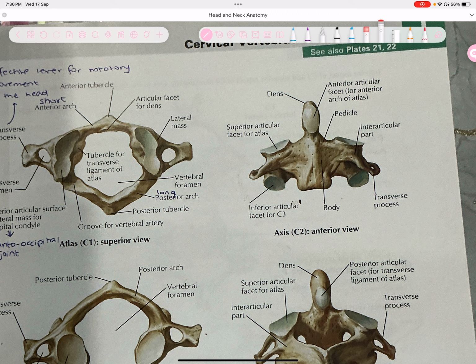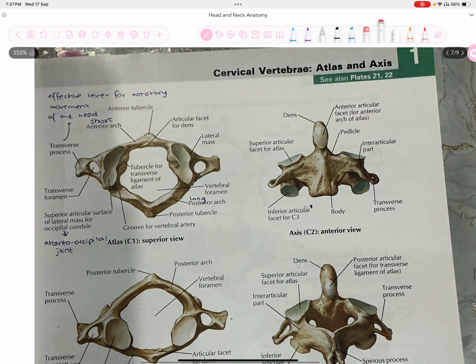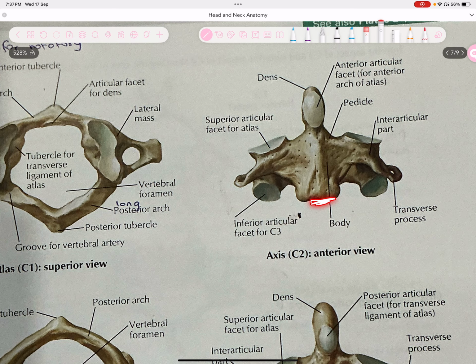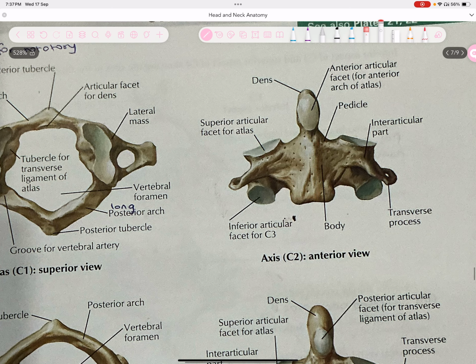So the dens is usually believed to represent the centrum of the atlas, which has fused with the centrum of the axis. Now, moving on, the body and the dens. The superior surface of the body is fused with the dens. The inferior surface has a prominent inferior margin, which projects downwards, and the anterior surface represents a median ridge.